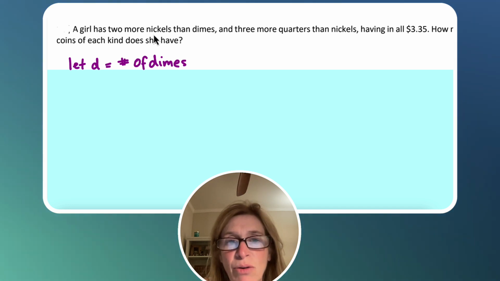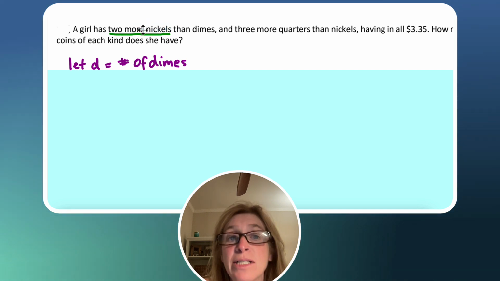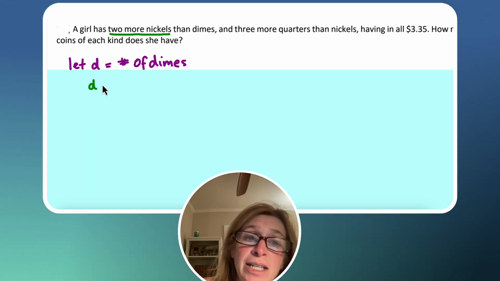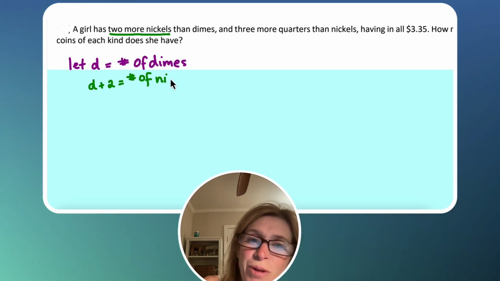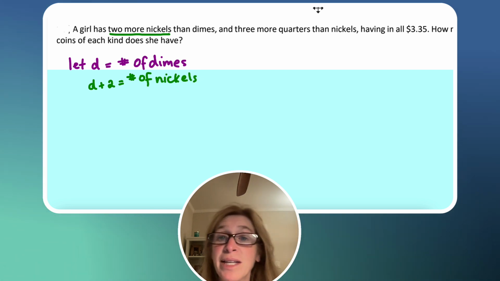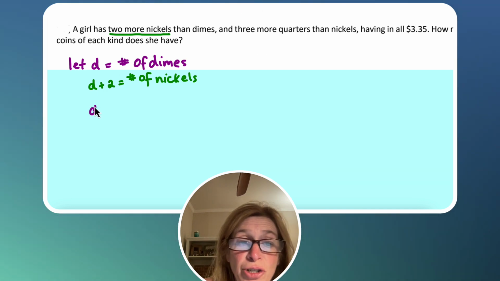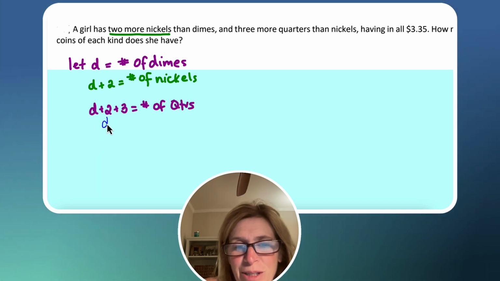So then we have to move on to nickels. There are 2 more nickels than dimes. I'm annotating here to make you see that 2 more would be plus 2. So D plus 2 would equal the number of nickels. Again, we're not going to just write nickels. Now we got to get quarters because there's quarters in our sentence as well. 3 more quarters than nickels tells me that I have D plus 2 plus 3 because it's 3 more, and that's the number of quarters. Now I can simplify that if I want to: D plus 5.